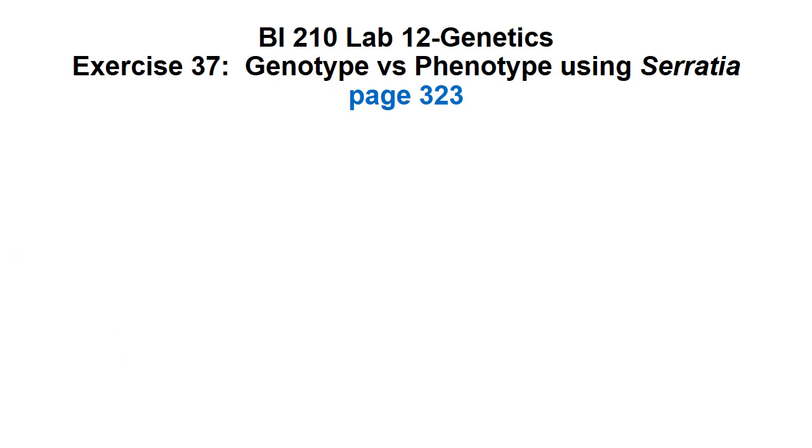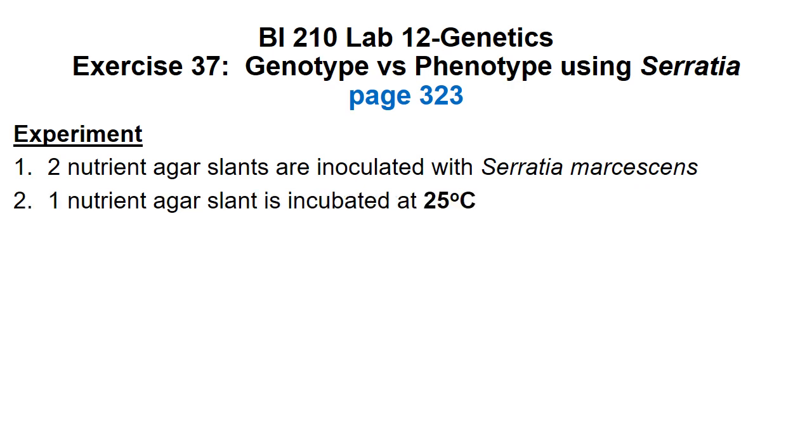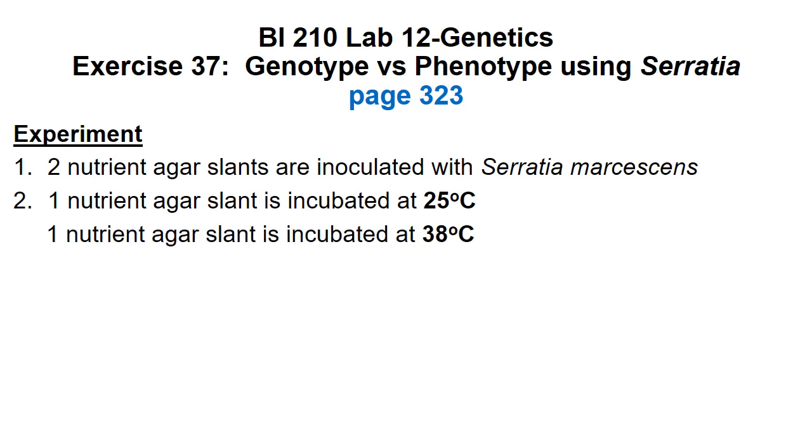Page 323, the experiment setup. 2 nutrient agar slants are aseptically inoculated with the bacteria Serratia marcescens. 1 nutrient agar slant is incubated at 25 degrees Celsius. The other agar slant is incubated at 38 degrees Celsius. After 48 hours, the results are viewed. So what is the variable in this experiment? Good, it is temperature.